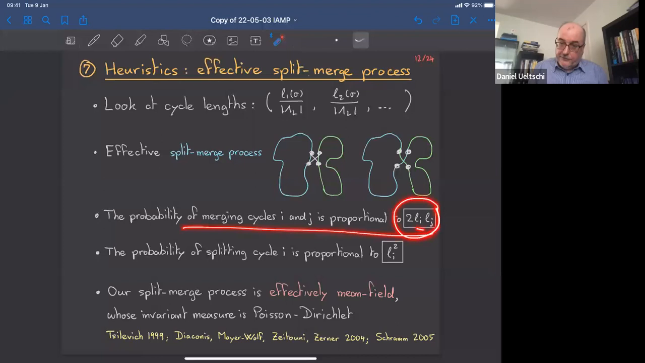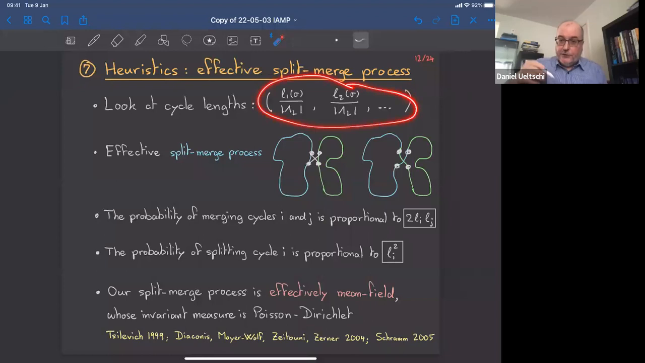At the same time, the probability that 2 points belong to the same cycle, I mean, one cycle and the other one, cycle again, but after having traveled quite a while, this should be proportional to the length squared. So if that's indeed the probabilities of merging or splitting the cycles, then we get this effective split merge process where we go from this partition to another partition with probabilities of splitting and merging exactly like that. And in which case the invariant measure is Poisson-Dirichlet.